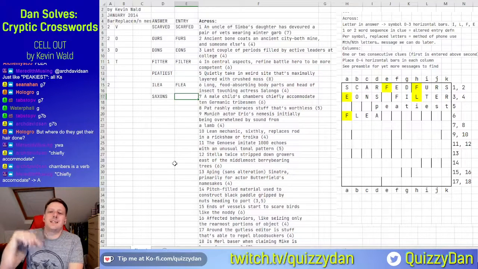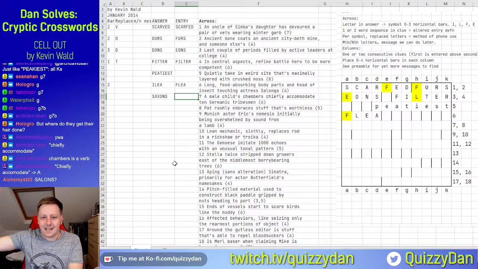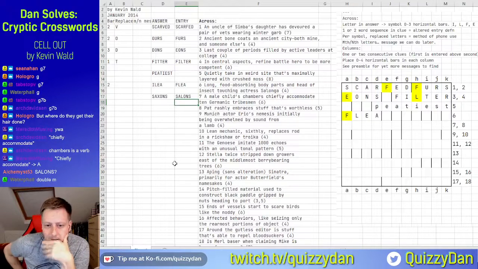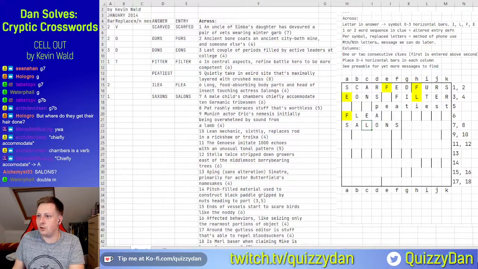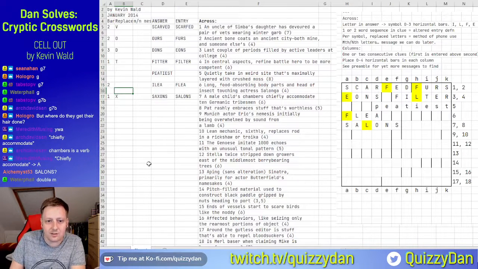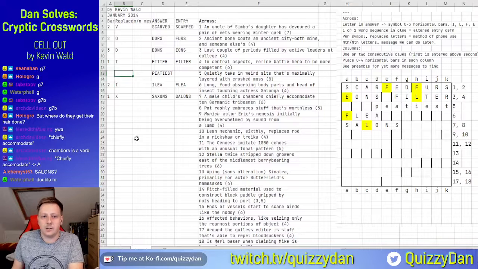Okay, chiefly accommodate is the A. Thank you. Chiefly accommodate is the A, and then 10 is X. But they probably get their hair done at salons. Okay. Chambers. A salon is a chamber. So Saxons become salons, and we will change that to an L. So that is an X. That was an I. Okay.